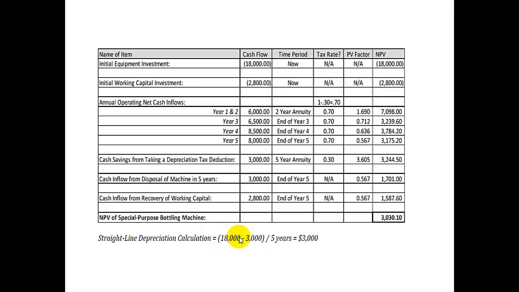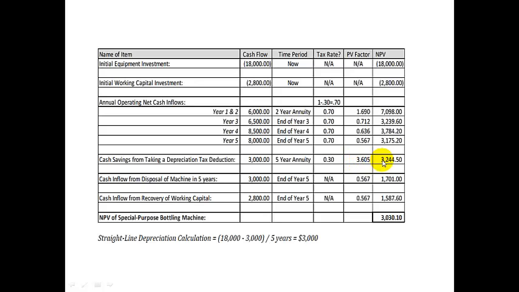So 18,000 minus 3,000 over the 5 years that we expect to use this for gives us a straight line depreciation of 3,000 per year. Okay? Since that is the same amount, it recurs at equal intervals, so each year we can call that an annuity. Now, what is the rate at which we save? Well, we save at the same rate as the tax rate. So there is our rate of savings, the tax rate, 30%. This 3.605 is the present value of an annuity factor for 5 years, 12%. So do the extension there, that's what you get.